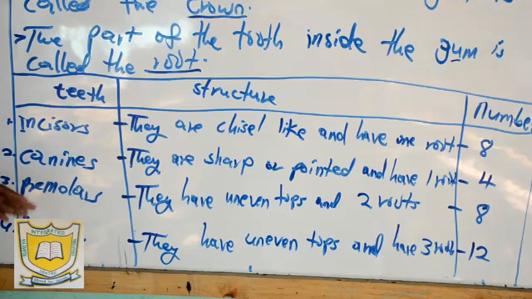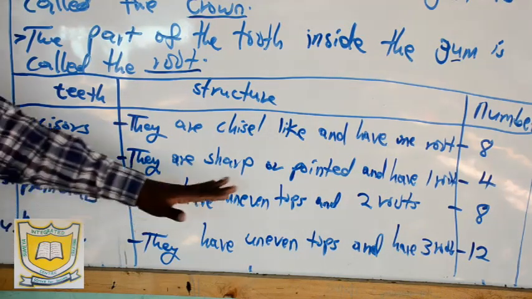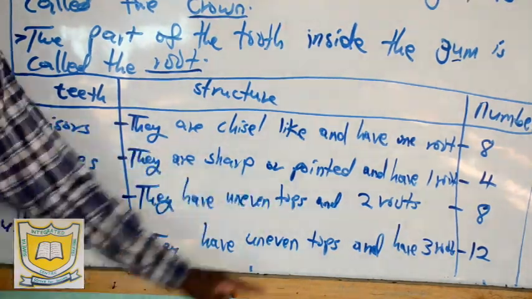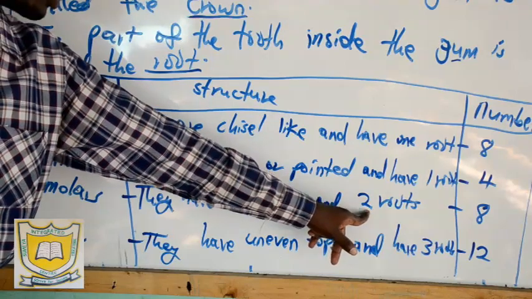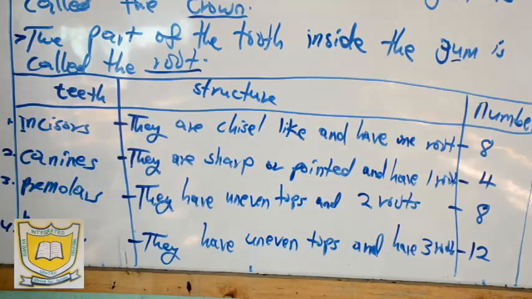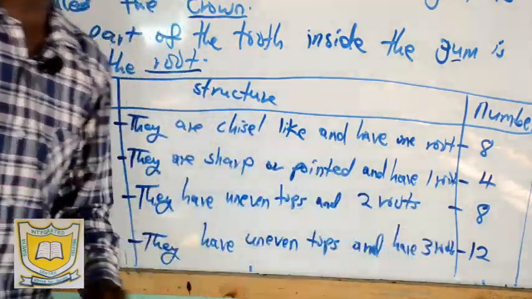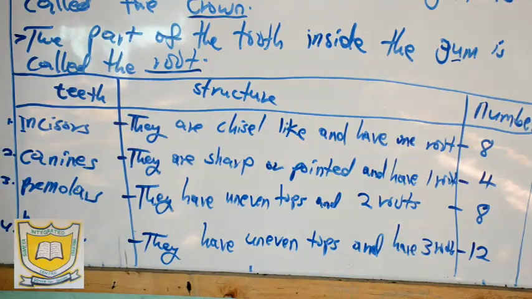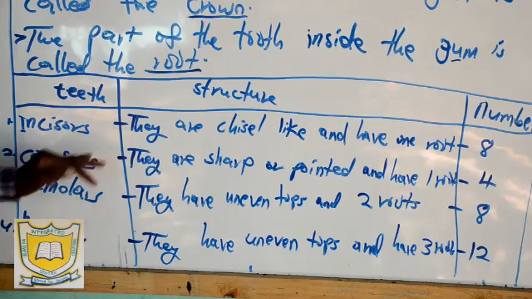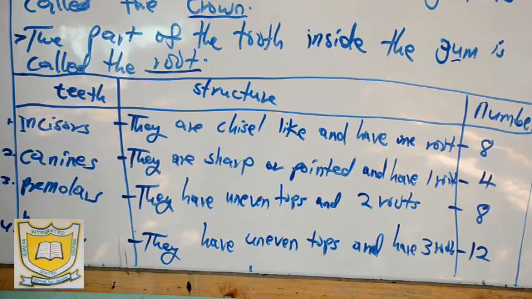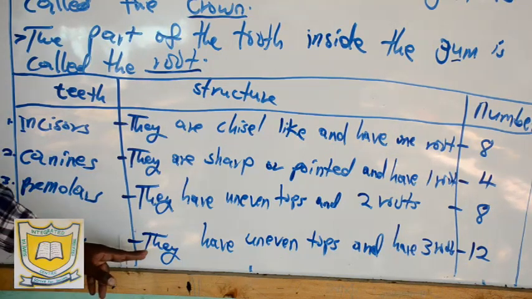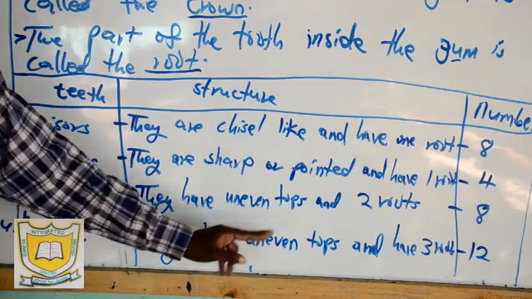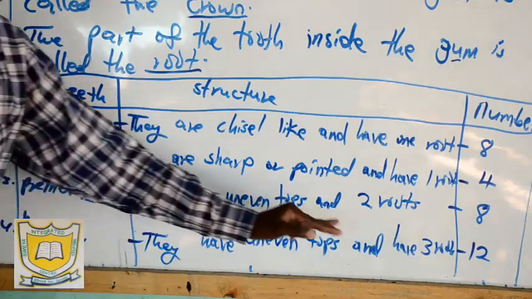But when it comes to premolars, you find that they have uneven tops and only have two roots. Now what are of the number? You find that the premolars are 8 in number. Now the last type of teeth is molars. Now molars and canines almost look the same. We find that they have uneven tops and have 3 roots.